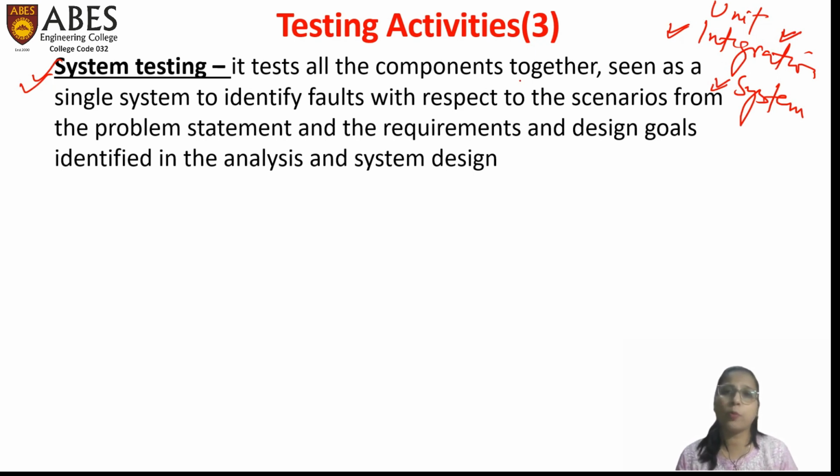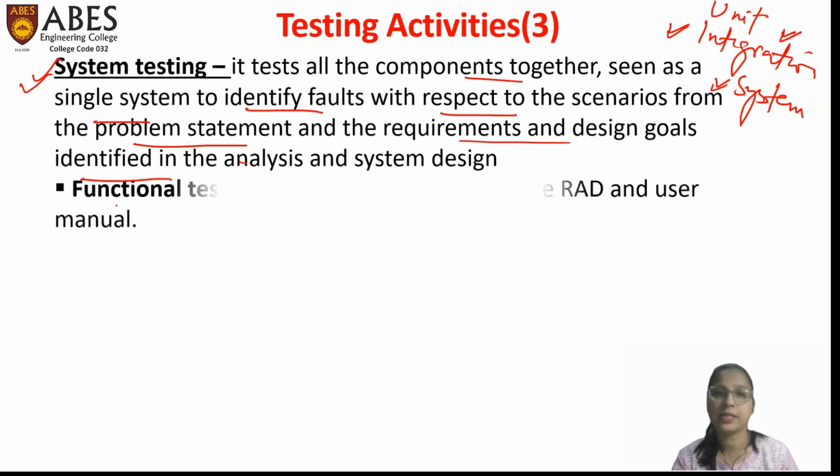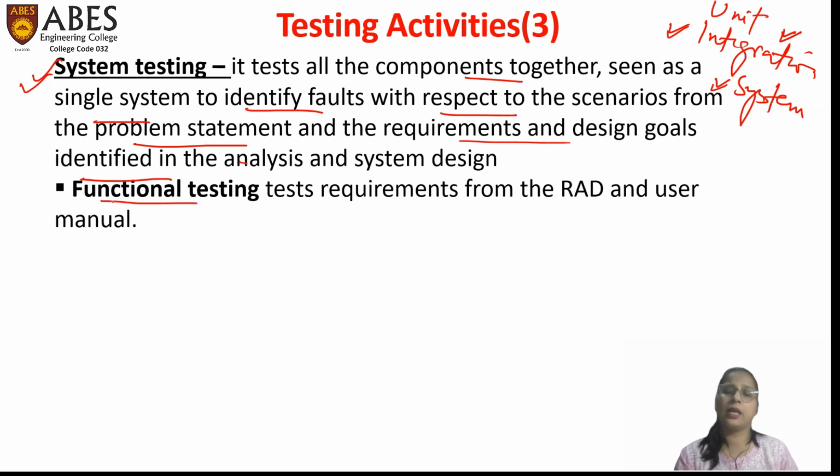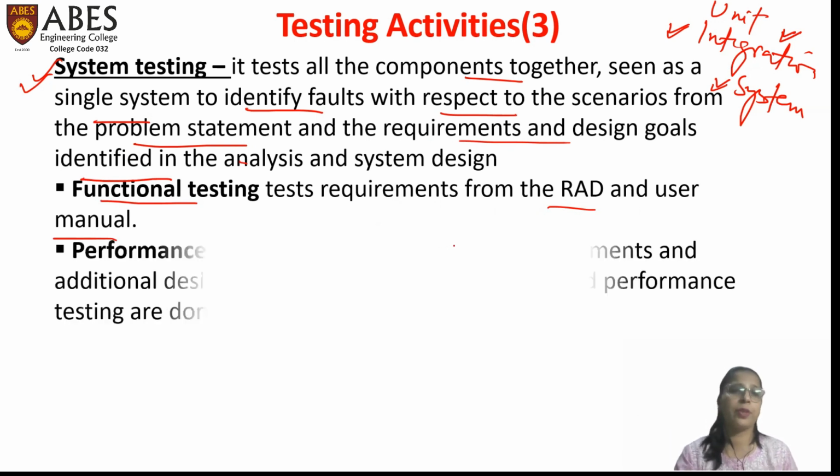So it tests all the components together, seen as a single system, to identify faults with respect to scenarios from the problem statement, and the requirements and design goals identified in the analysis and system design. Functional testing tests requirements from the RAD and the user manual. These are two kinds of documents, basically, the RAD and the user manual. The job of functional testing is to check each and every functionality that is documented in those documents.